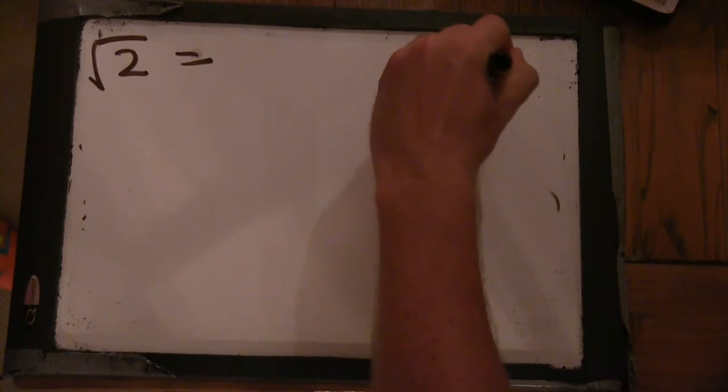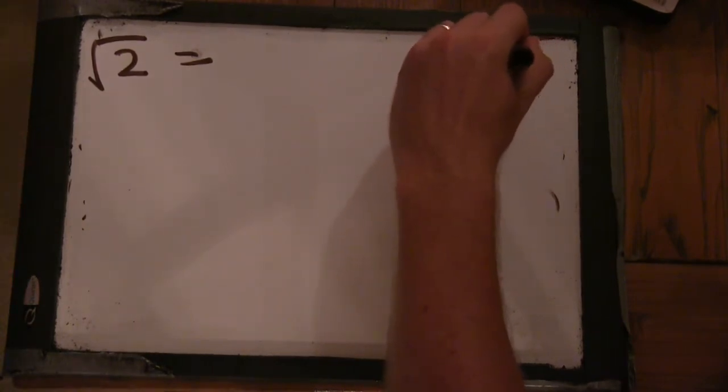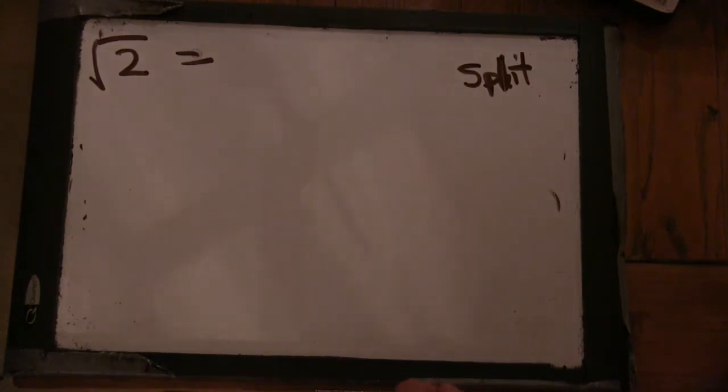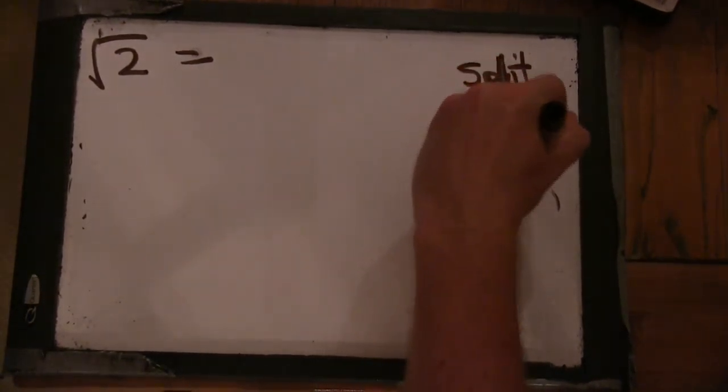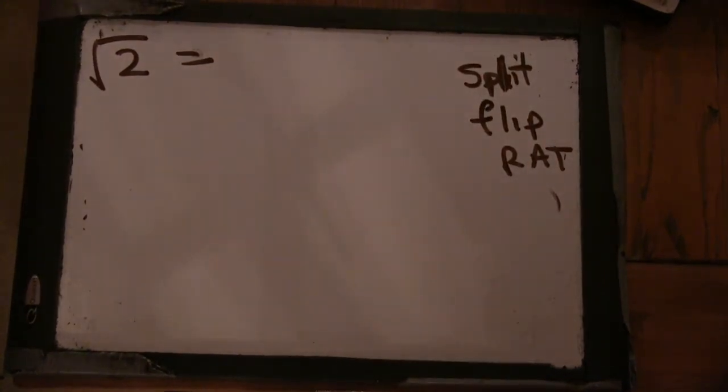The first one's split. Split, sorry, can't spell split. Flip. And rat. Good. Split, flip, and rat. Good job. That's how we make continued fractions.